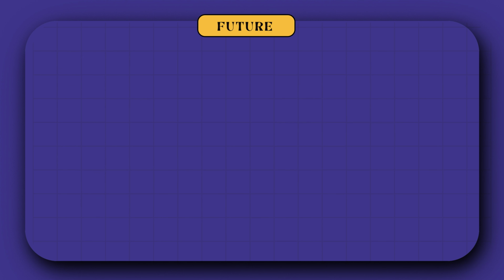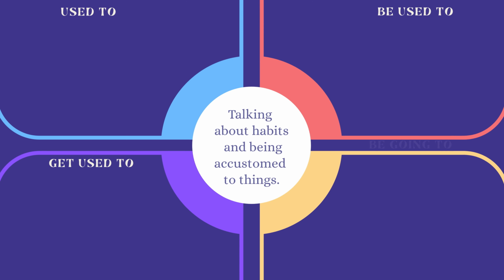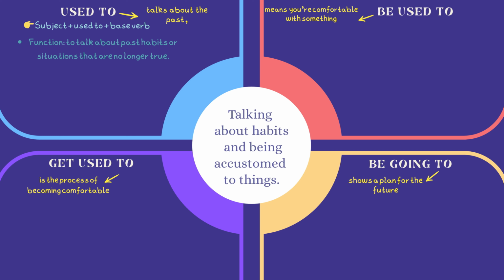Used to, be used to, get used to, be going to. Used to talks about the past. Be used to means you're comfortable with something. Get used to is the process of becoming comfortable. And be going to shows a plan for the future. 1. Used to plus base verb. Function: to talk about past habits or situations that are no longer true. Structure: subject plus used to plus base verb.